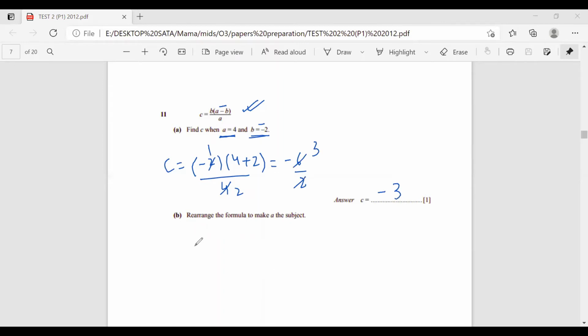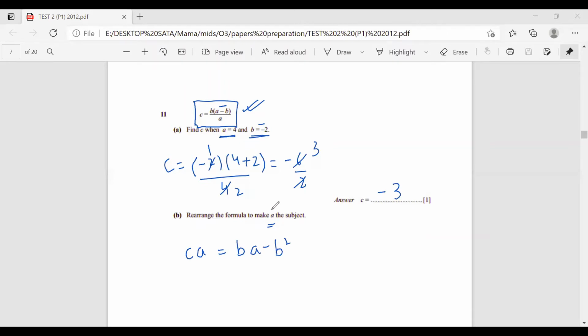Part B, rearrange the formula to make A as a subject. That means you have to make A as a subject. In the question, C is given as a subject. What you have to do, just simply cross multiply the terms. You will get CA equals, after opening the bracket, BA minus B square.